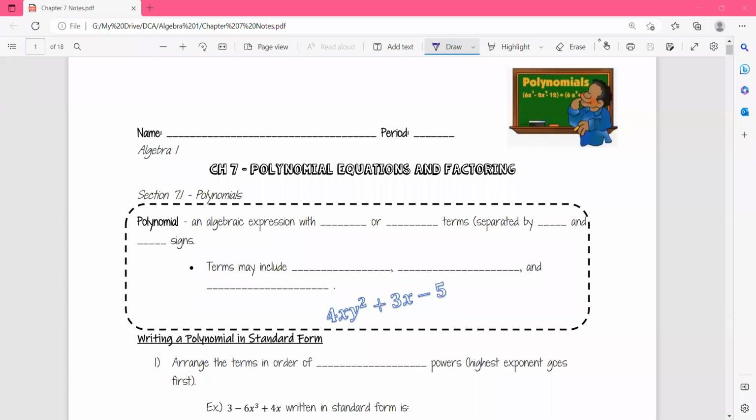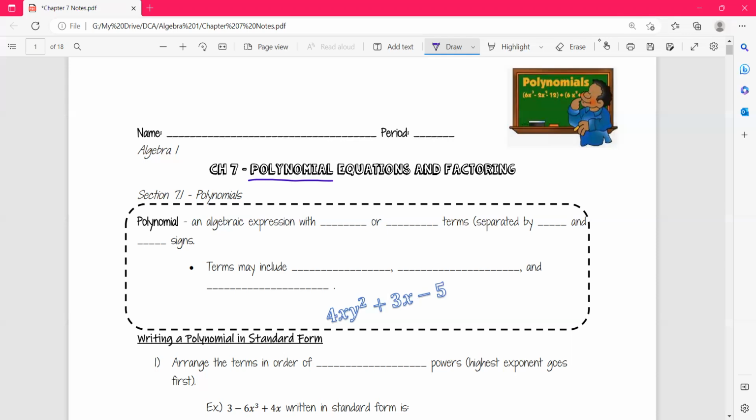Hey everyone, so this is the very first video in chapter 7. So chapter 7, we are talking about a whole new type of equation. We're talking about polynomial equations. And this is the very first time we are seeing polynomials, and it is not going to be the last. You are going to work with polynomials this year and in all of your math classes in the coming years. So it's a really important concept. Make sure we take good notes. This video is for section 7.1, and it's just an introduction to polynomials.